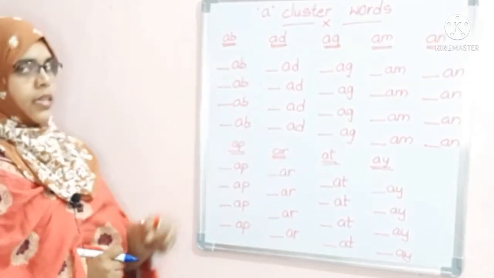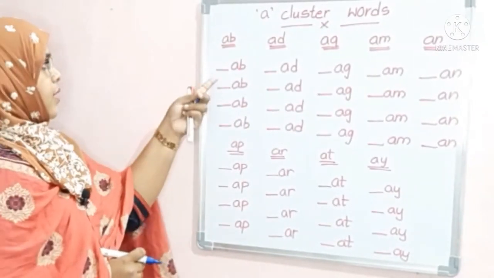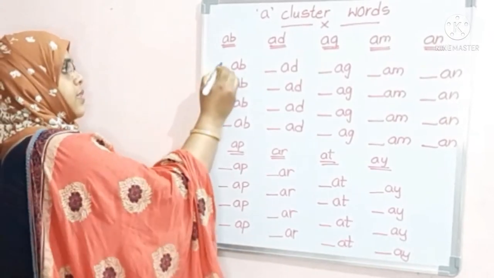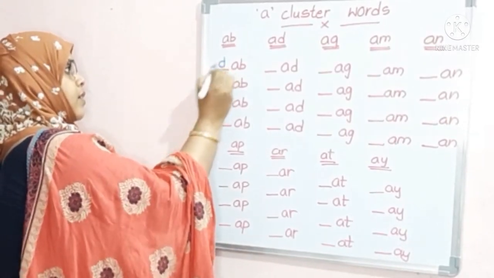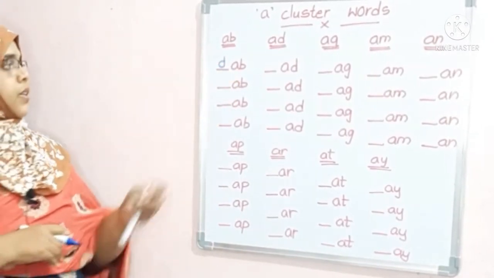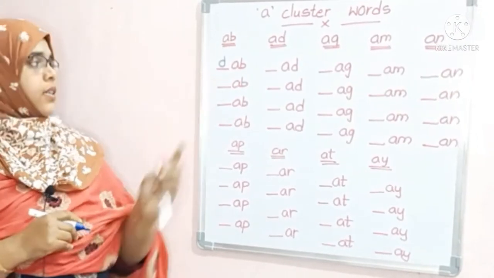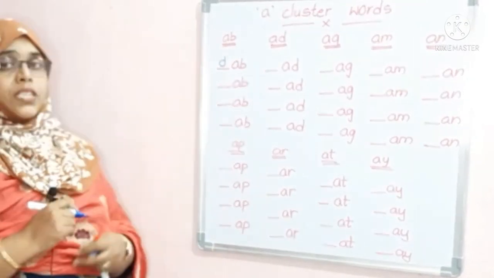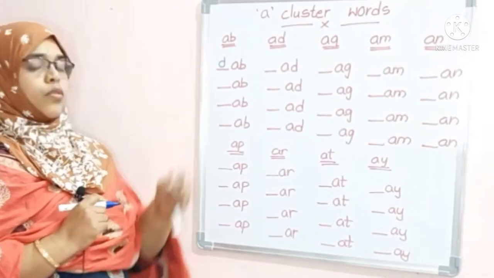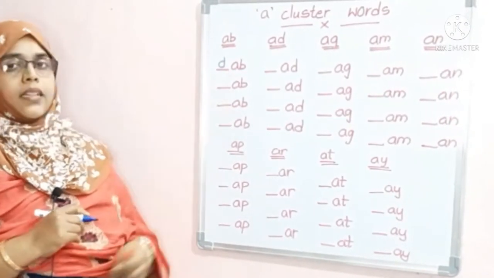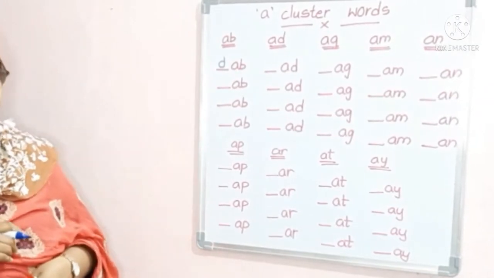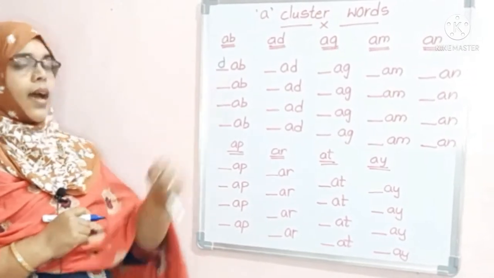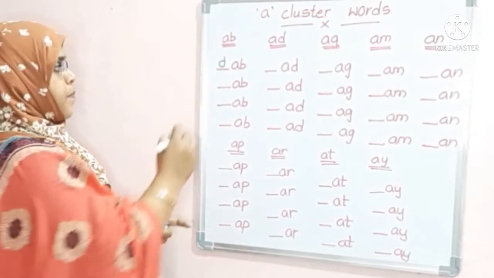So let us write any letter here. If you are writing a letter D here, any letter we can write, what will be the sound of D? The sound of D will be D, and the sound of AB will be AB. D, AB becomes DAB.